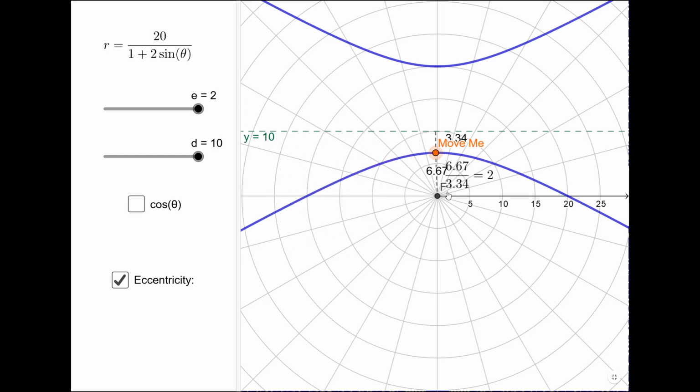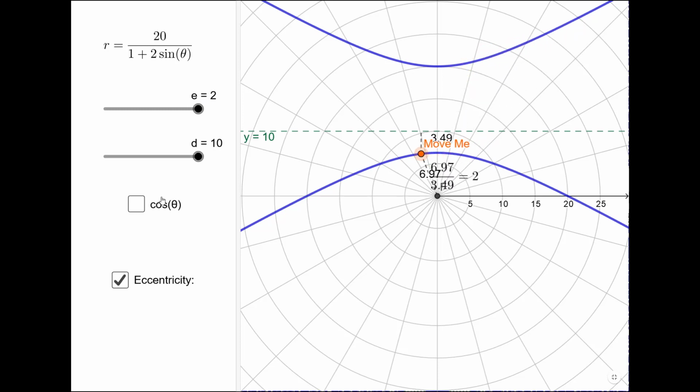And it doesn't matter which part of the hyperbola I'm on, if I'm on the bottom half or the top half, right? It still works. The distance to the focus divided by the distance to the directrix is still 2. And lo and behold, that 2 is the eccentricity.